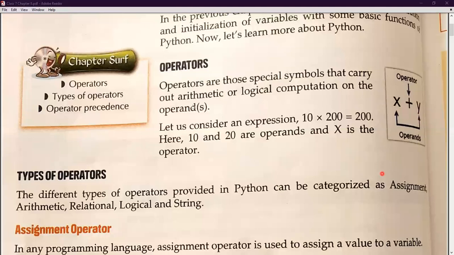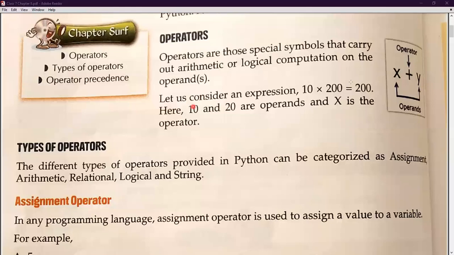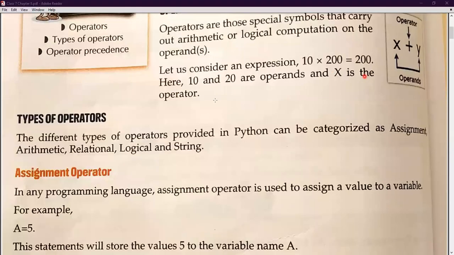Let us consider one more expression. Let's say you are writing 10 multiplied by 20, using this cross sign. This x is your operator, your special symbol, and this 10 and this 20 are your operands. So here 10 and 20 are operands and x is the operator.